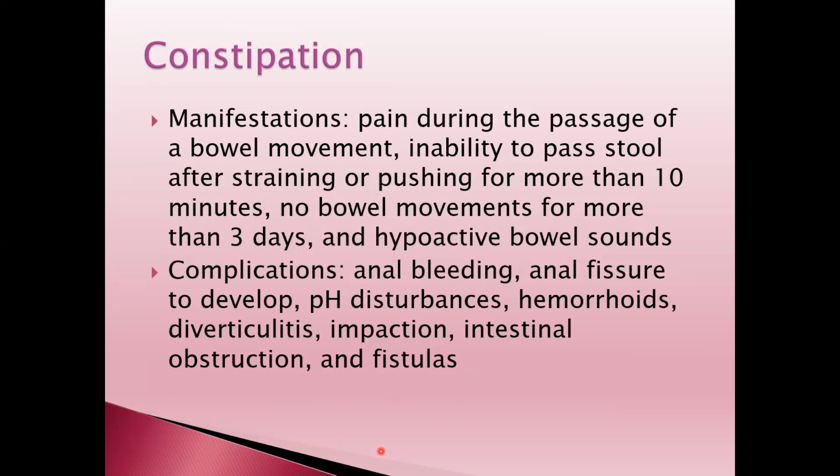Anal fissure, which is like a split in the anal canal, and bleeding. pH disturbances, hemorrhoids can be a problem from chronic constipation because you're constantly trying to bear down, and there is a problem with the vasculature down there. Diverticulitis, impaction, that's when there's a large bit of stool that cannot be passed. Intestinal obstructions, and then fistulas, which is between two compartments, there's a hole or a connection.